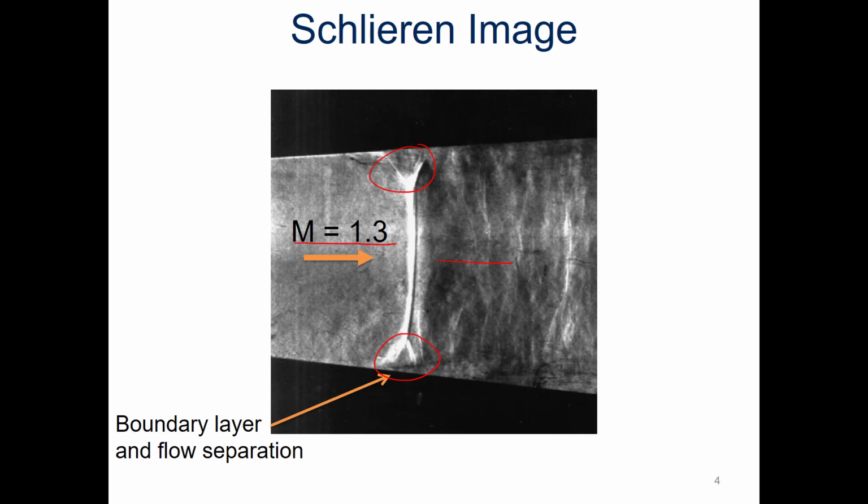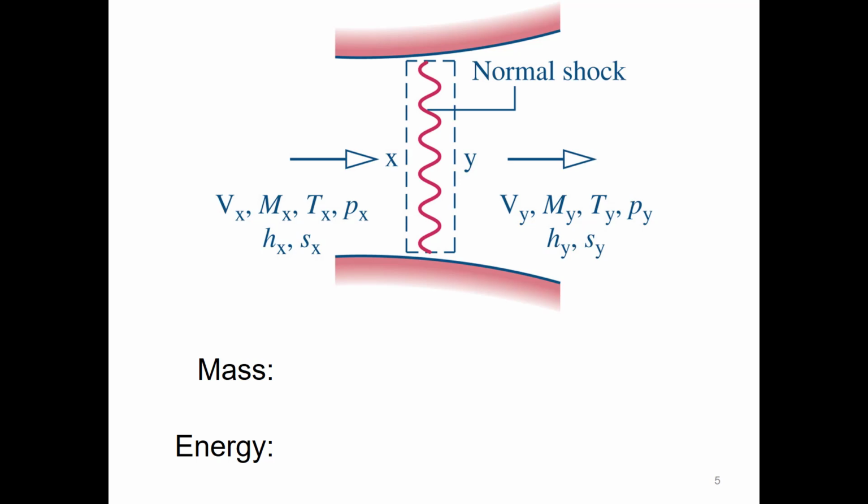All right. So let's look at what kind of analysis we can have here. Across the normal shock, we've got a couple different things. We're going to have the X side and the Y side. Downstream of the shock is Y. Upstream of the shock is X. We have velocities, Mach number, temperature, pressure, enthalpy, entropy, and likewise downstream. So we're going to see the comparison.